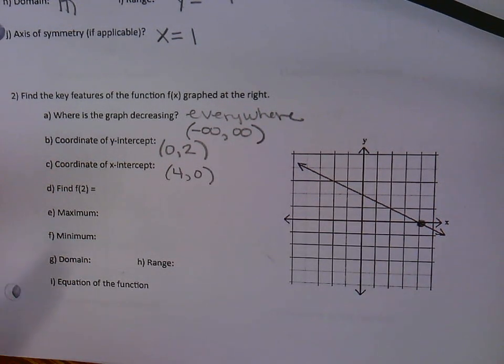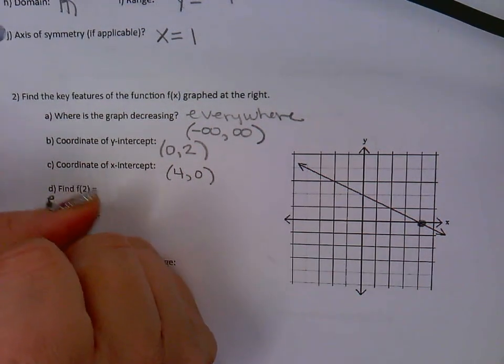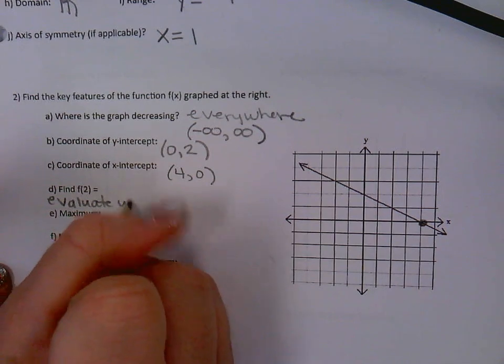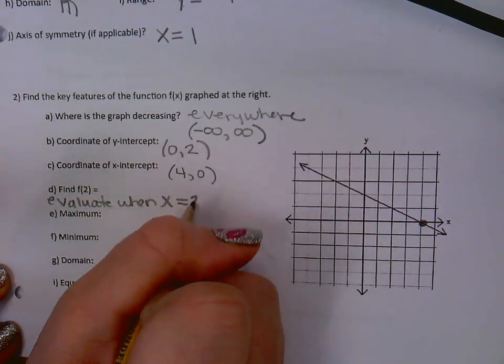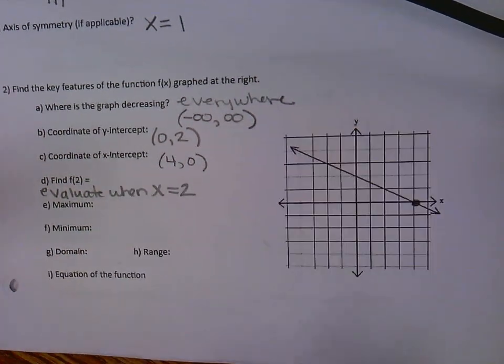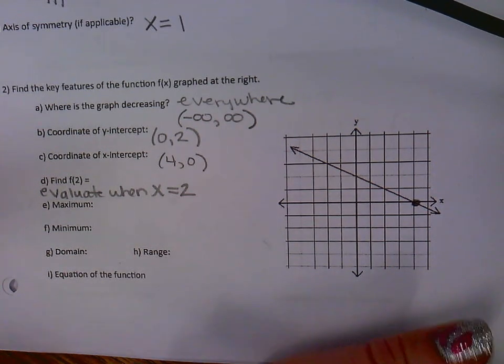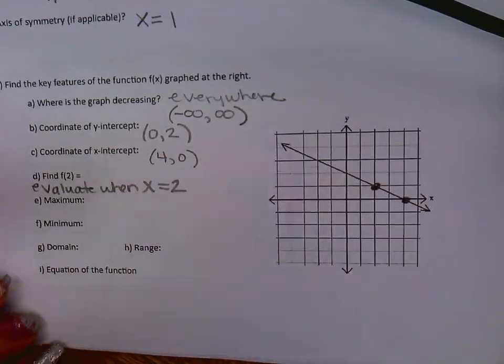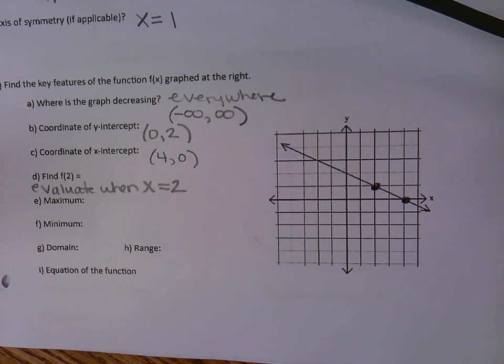Okay, f of 2. This is different language than what we used yesterday. Yesterday up top, it says evaluate when x is blah, blah, blah. So I want to know, evaluate when x equals 2. Find where you are on the graph when x is 2. What's the y value? Right here. When x is 2, the coordinate is 2, 1. So the answer is the y value should have been 1.